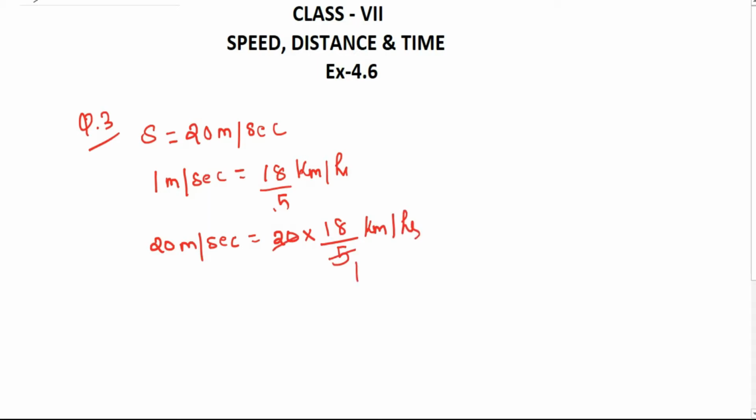5 ones are 5, we know that. 5 fours are 20, and 18 fours are 72 kilometer per hour.